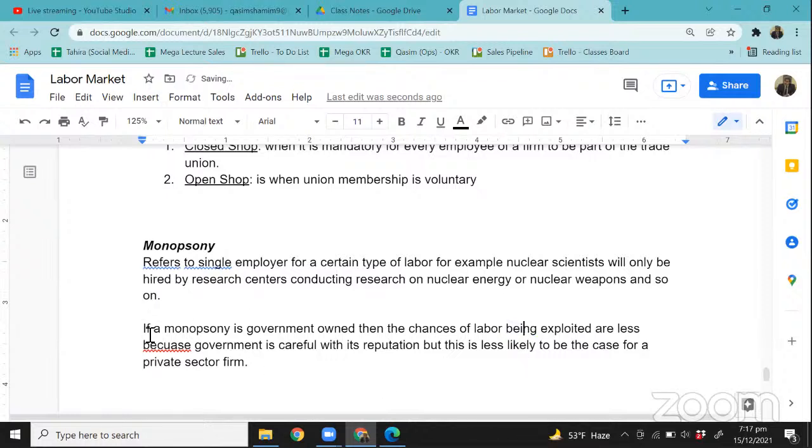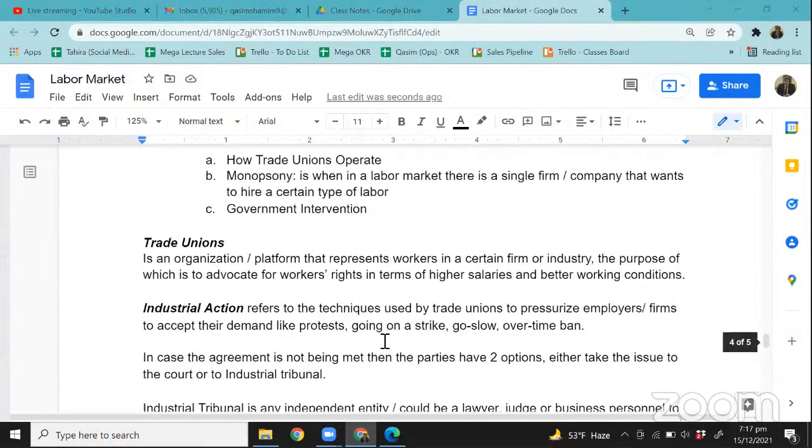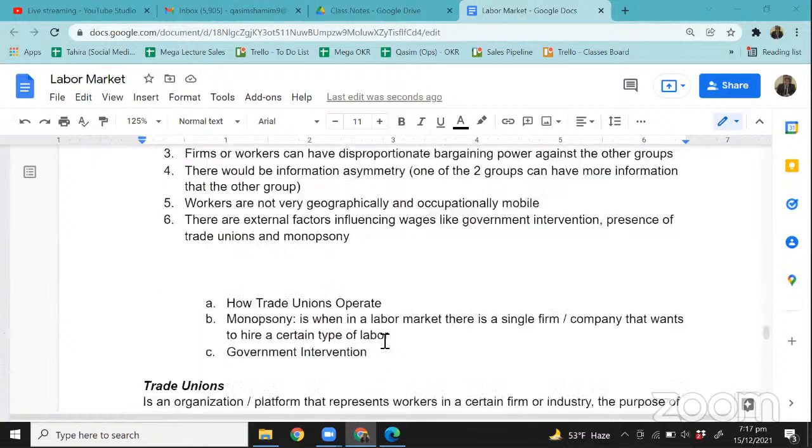Okay, now let's read this again. If monopsony is government owned, then chances of labor being exploited are less because government is careful with its reputation, but this is less likely to be the case for a private sector firm. We good? Okay, perfect. Now moving forward, let's talk about government intervention.